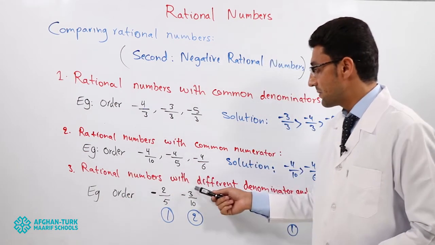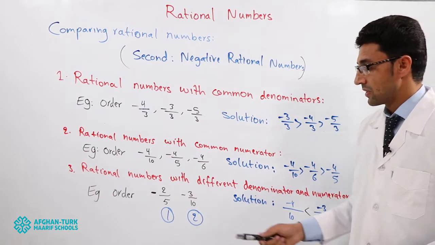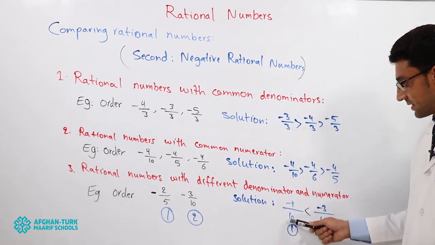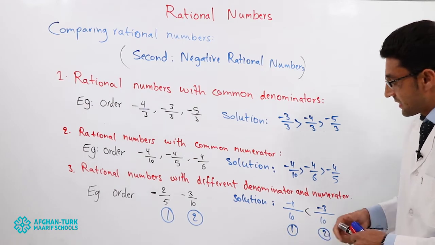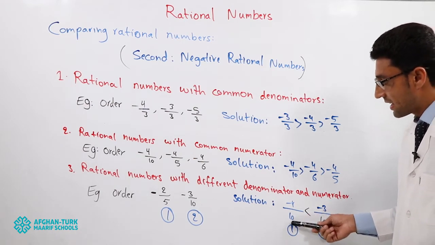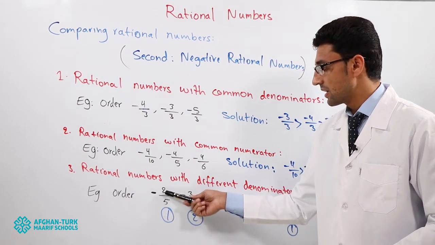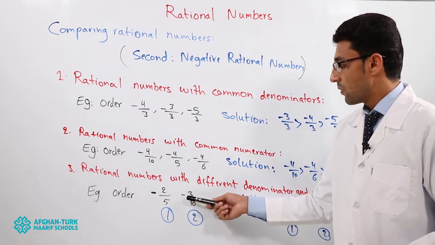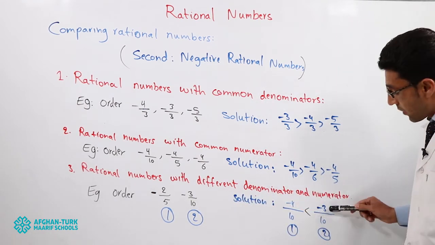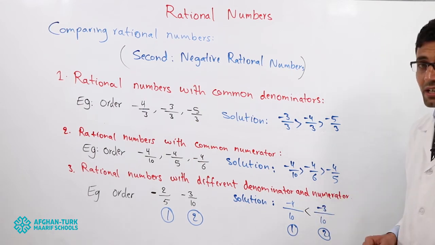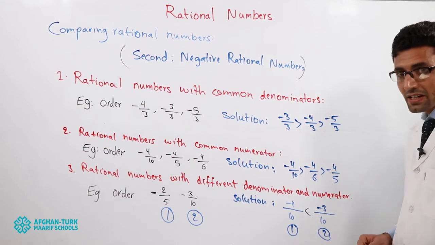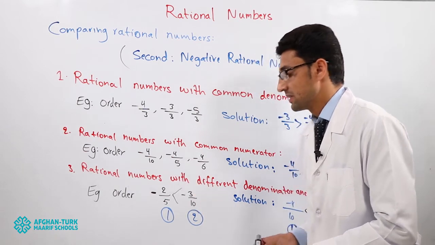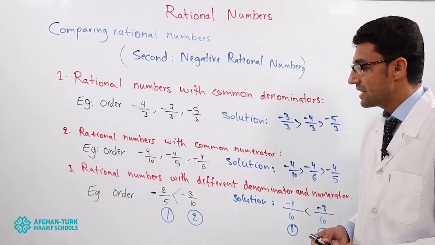And the last one, rational numbers with different denominator and numerator. So we have to equalize. For example, I equalized the denominator. After that, 10 in rational number 1: 10 divided by 5 is how much? 2. 2 multiplied by 2 is minus 4. 10 divided by 10 is how much? 1. 1 multiplied by minus 3 is how much? Minus 3. What do you think? If we compare these two, which one is greatest? Yes, minus 3 over 10 is greatest. It means rational number 2 is greatest. Or we can say here that minus 3 over 10 is the greatest.